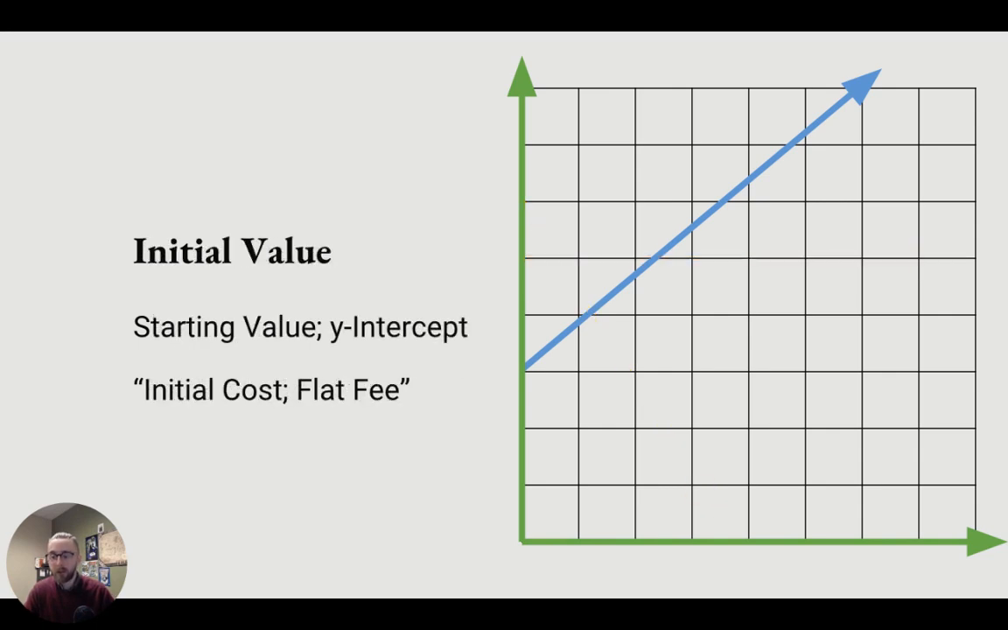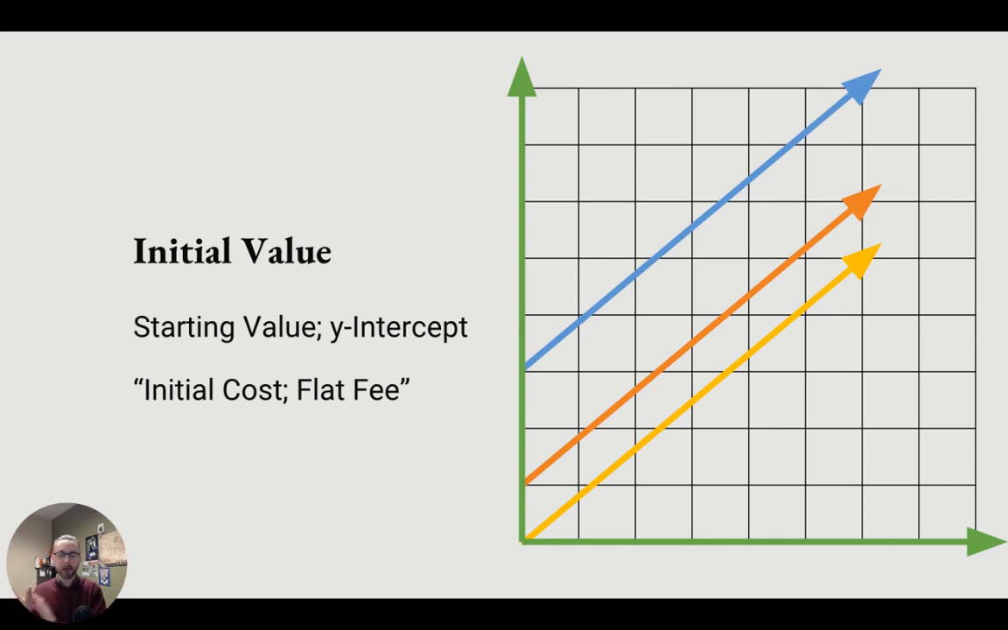And then we have initial value. Initial value has a couple other terms: starting value or y-intercept. Y-intercept is kind of the most abstract way of talking about it. But in a word problem, this would be like an initial cost or a flat fee. What this is describing is the starting value. It's where on the y-axis the line is beginning. And it can be negative.